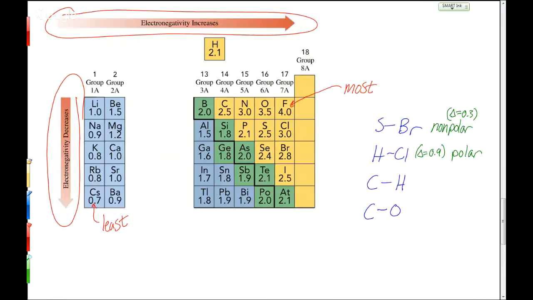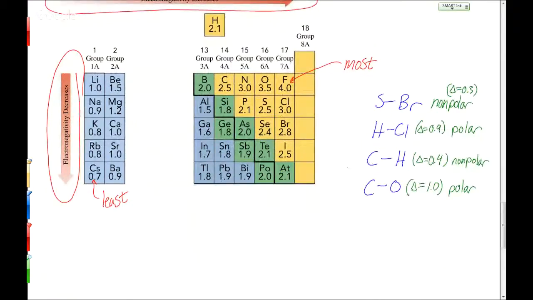CH. What's the difference there? Yeah, 0.4. So what would we call that? That one is nonpolar. It's right on the line. So it has to be greater than 0.4 for us to call it polar. What about CO? So we call that polar. All right, so you see how that works? Okay.